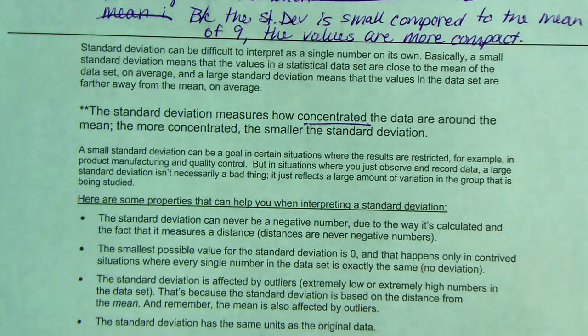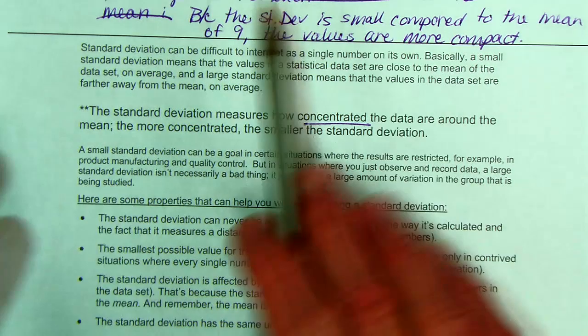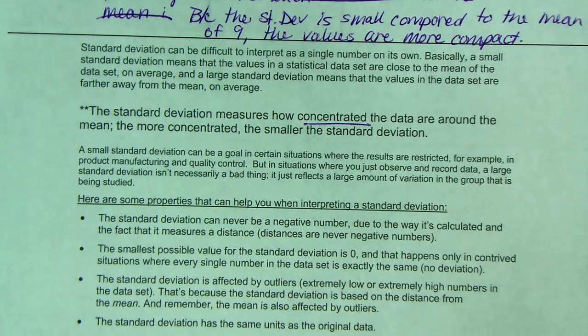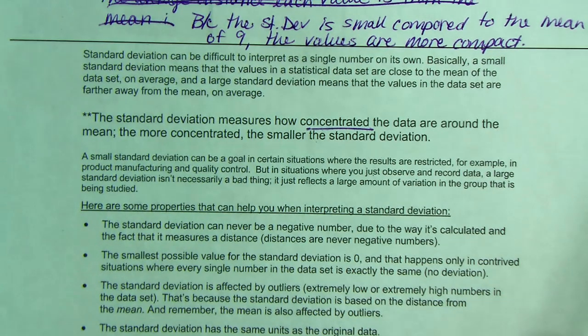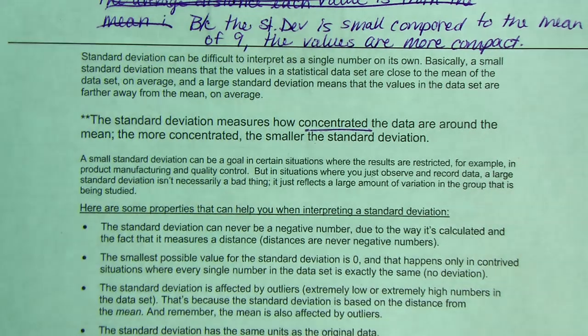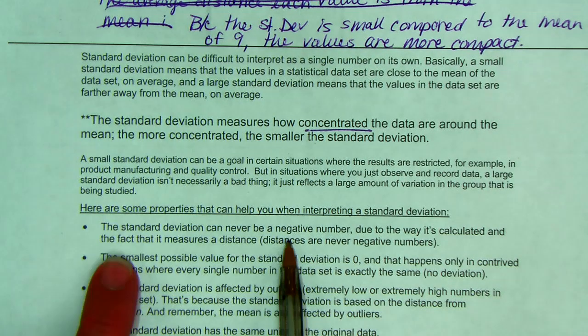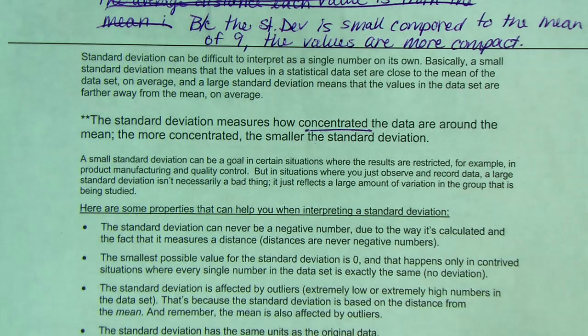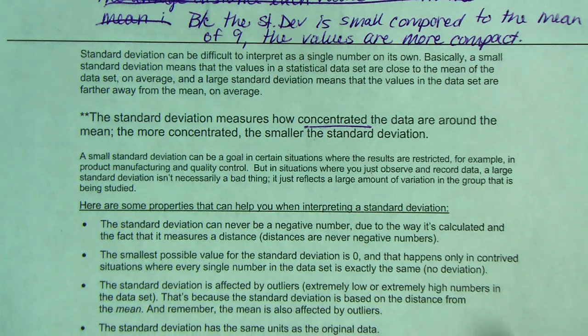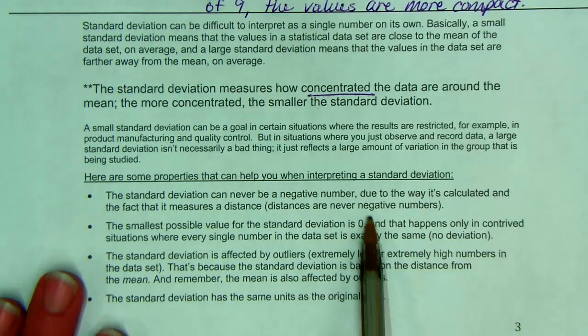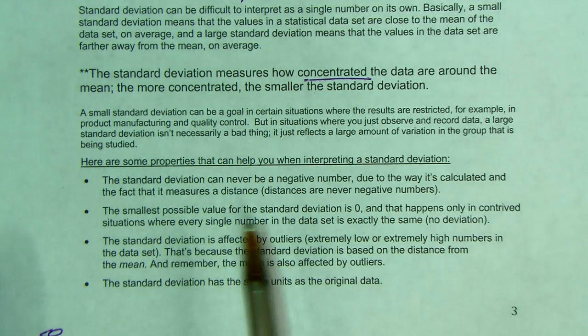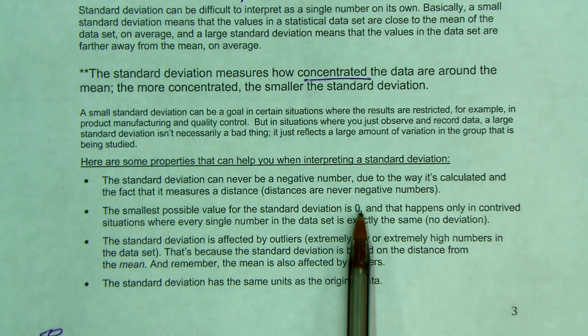Okay, so here are some properties that can help you when you're interpreting this. It's never going to be negative because when you square it, it's going to be positive, and that's good because distances are never negative. The smallest possible value for the standard deviation is 0, and that happens if every single number is exactly the same. That means there's no deviation.